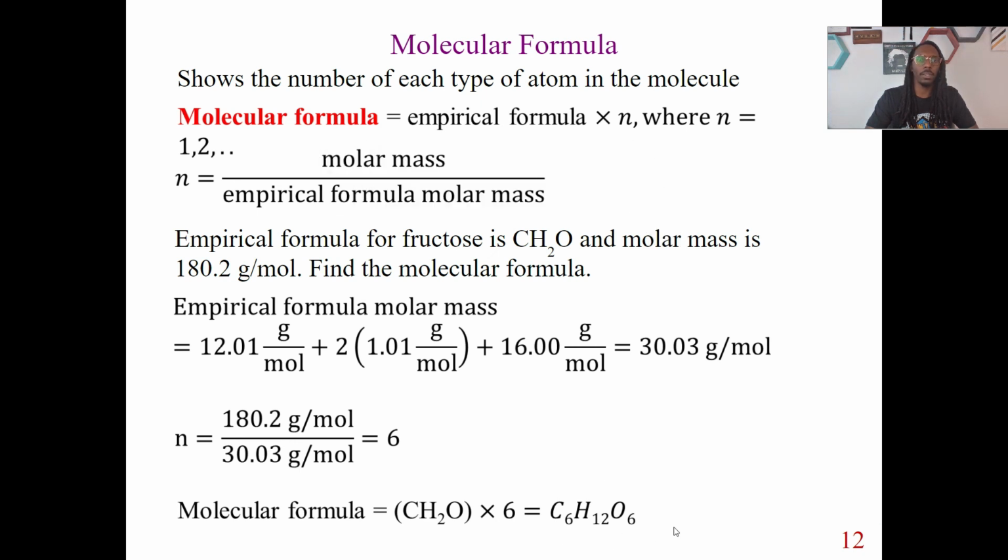So the key thing you want to pay attention to is these formulas here. In order to find your molecular formula, you must find your N first, which is the molar mass divided by your empirical formula molar mass. And once you have your N, you just multiply that number by the empirical formula.